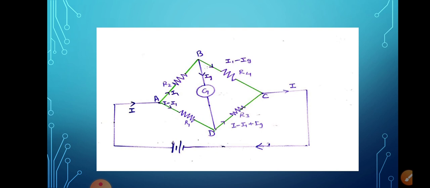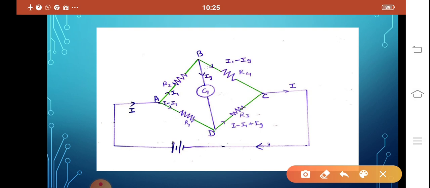Suppose from the battery current I flows. In arm AB, I1 current flows. So the remaining current, I minus I1, will go in the AD arm. When I1 reaches point B, Ig will go here. So the remaining current, I1 minus Ig, will go in R4.